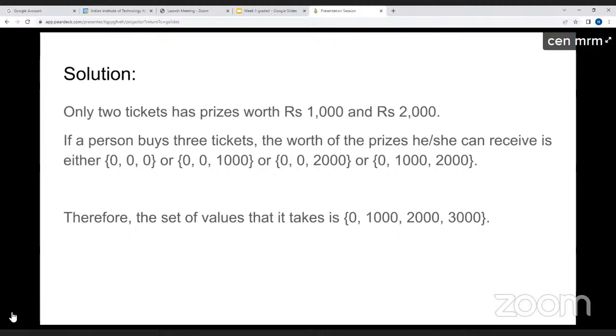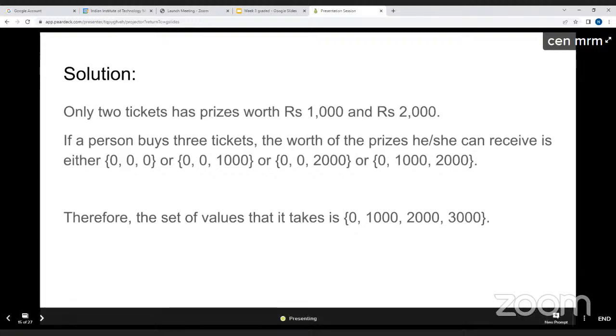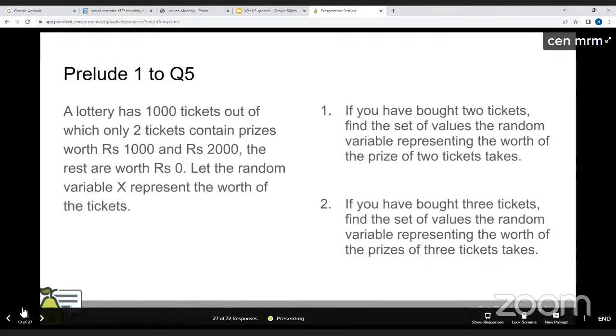Here, the random variable has been defined as the worth of the ticket, right? Yeah, worth of the combined ticket. Combined ticket or worth of a ticket? No, worth of the combined ticket. Can we go to the question? Okay, wait. In the question, let the random variable x represent the worth of the tickets, right? Yeah, right.